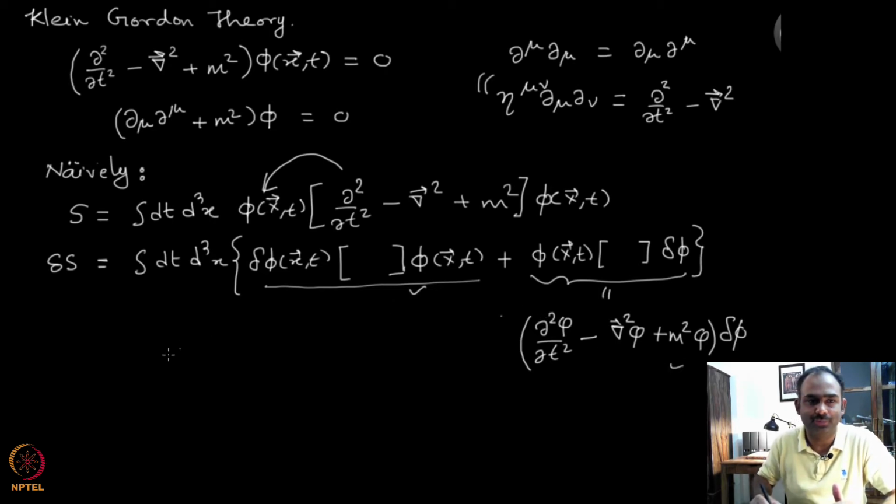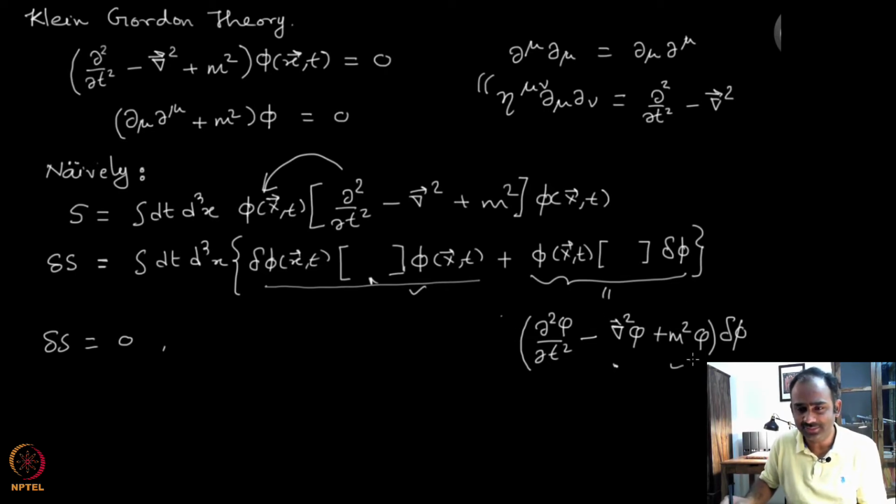So you see this term and that term are identical now. If you put delta S equal to 0, this will work only if the term here and the term there, which are identical anyway, so you can add them up, vanish identically. Unless this vanishes identically, delta S equal to 0 cannot be satisfied, which means that we have the equation of motion.